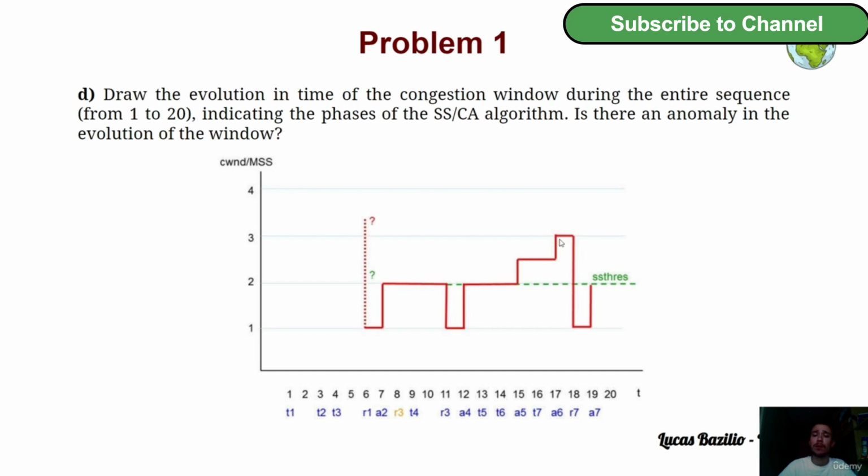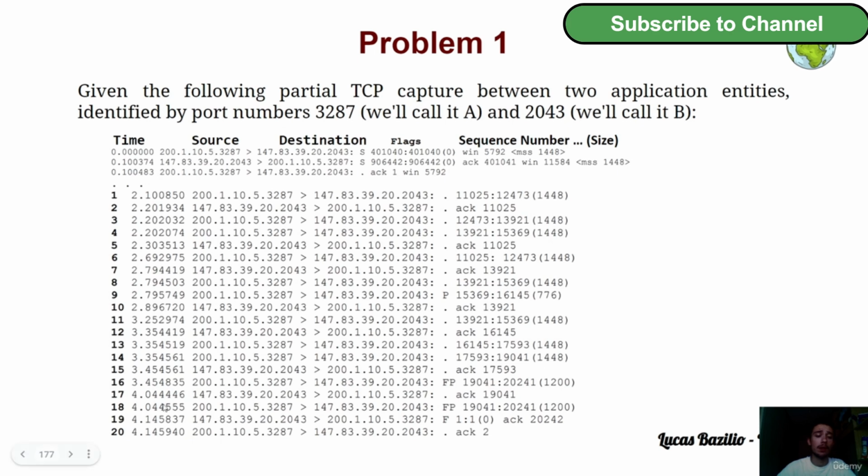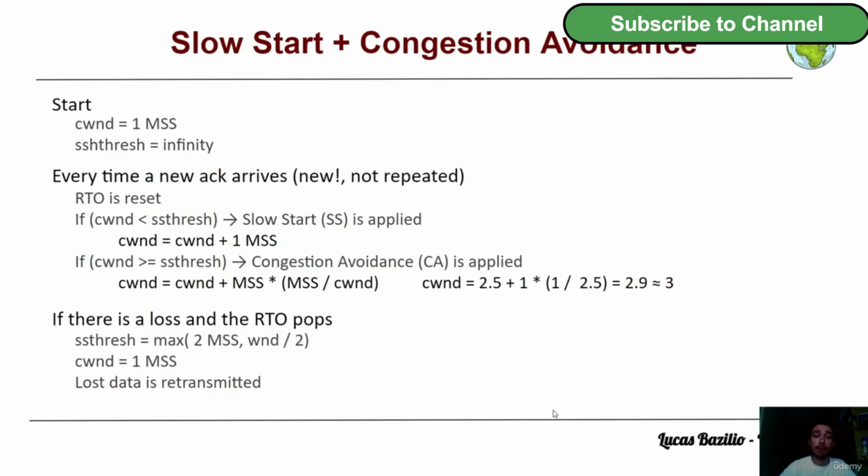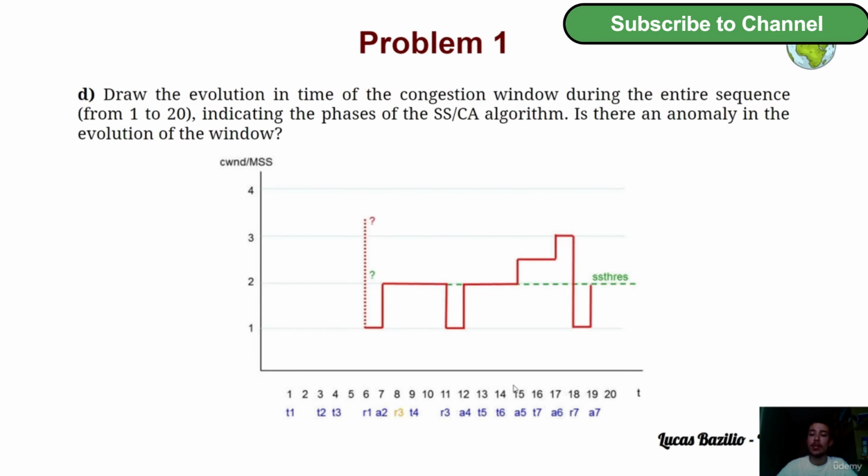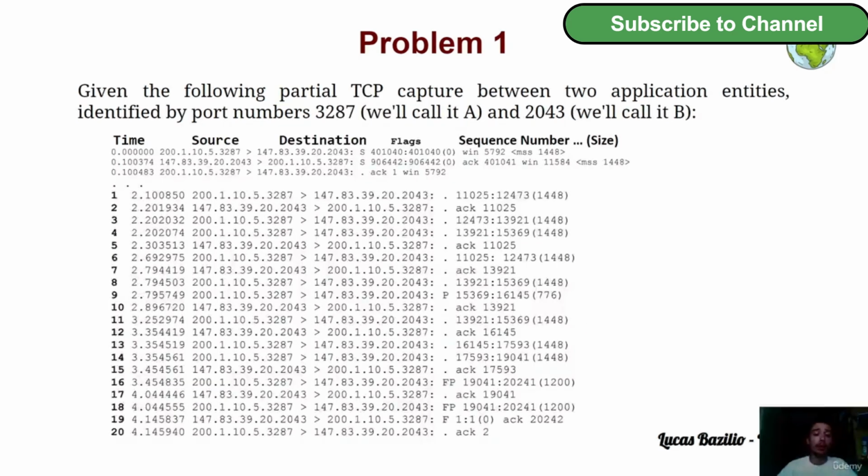You know what happens if we analyze now the exchange 18? Oh, we have precisely a retransmission. So since we have a retransmission, what happens? Well, following the algorithm of the slow start and congestion avoidance, if there is a retransmission, then the congestion window is equal to 1 maximum segment size. So at the exchange 18, the value of the congestion window drops down to 1 maximum segment size.